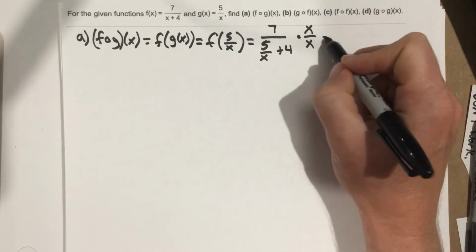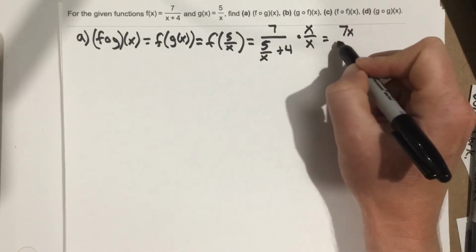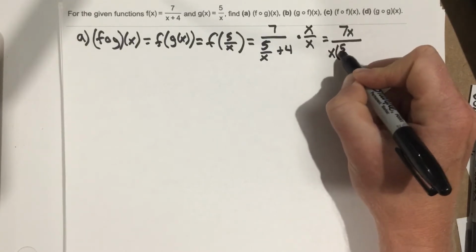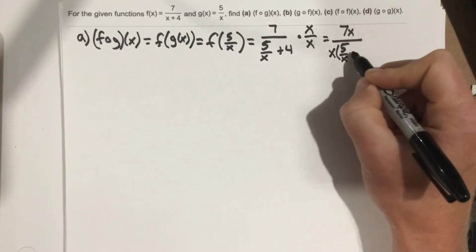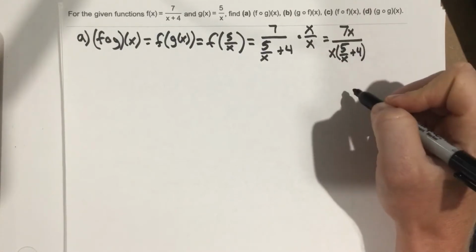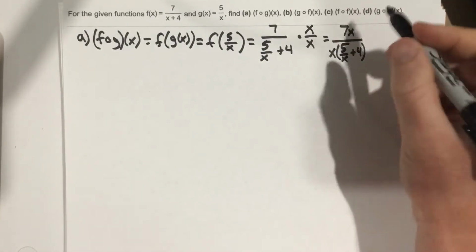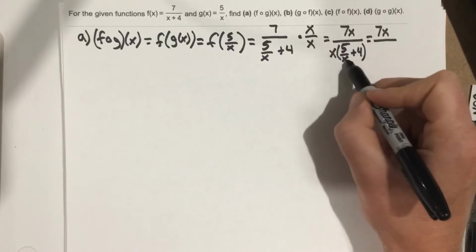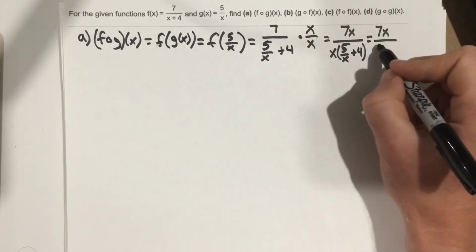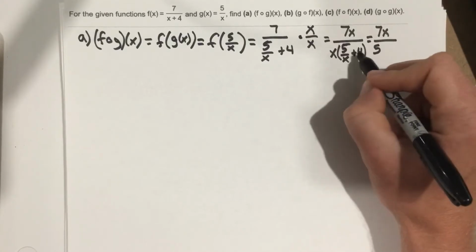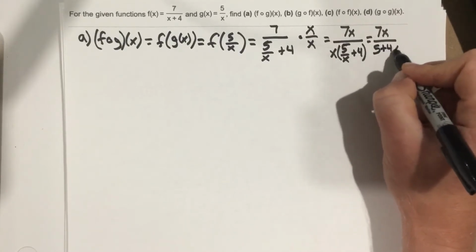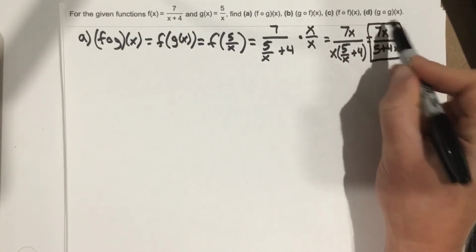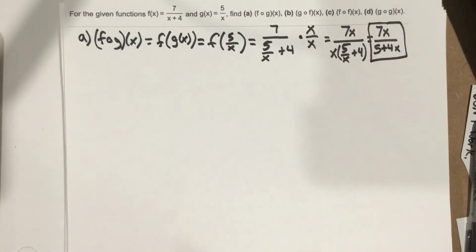When I do that, that gives me 7x on top. And on the bottom, I have x times 5 over x plus 4. When I distribute that, that's going to give you 7x over, the x's cancel here, so I have 5, and then x times 4 is plus 4x. So this is the more simple version of f of g of x.